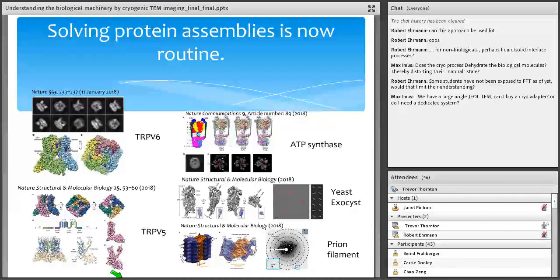In the last 3 weeks, just in Nature publishing alone, we have 1, 2, 3, 4, 5 high-resolution structures. The TRPV6, the TRPV5, ATP synthase, the yeast exocyst, and now we have a prion filament by electron diffraction at 0.78 angstroms resolution. So, Dwight, I've heard of yeast, and I know prions are the things that coat your brain when you have Parkinson's or something? What are these?